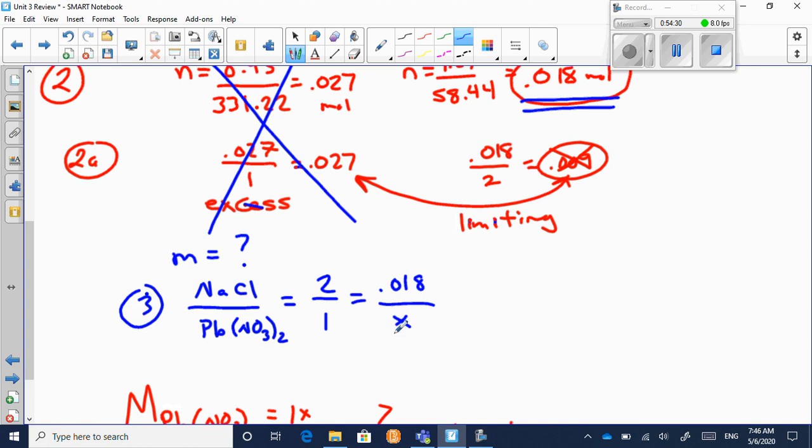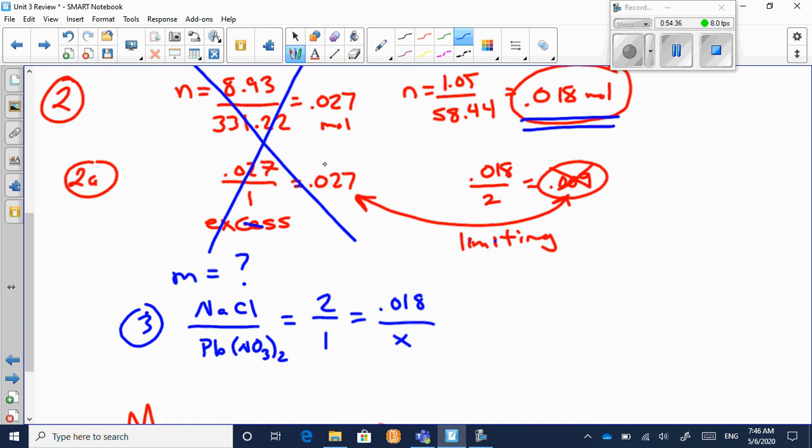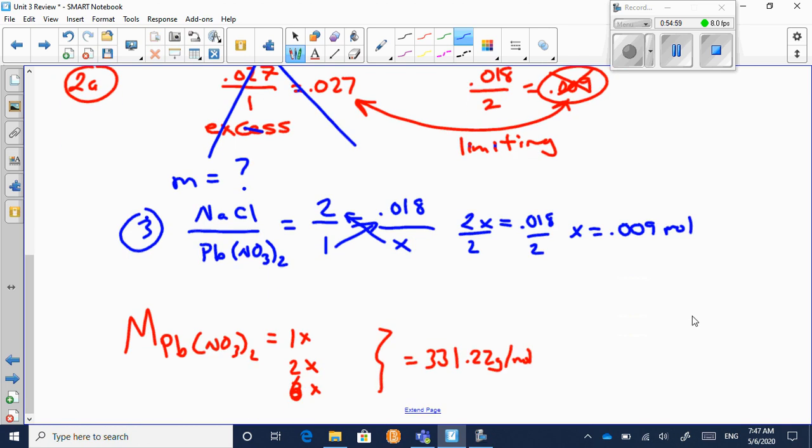Now you may say to me, well, Mr. Webster, you know how many moles you have. You have 0.027, but you don't, because now I want to assume that I didn't know how much I had, and I want to know how much was used. So here we go, we're going to cross multiply, and you get 2x is equal to 0.018, and then I have to divide by 2 to get rid of that, so you get 0.009 moles. So that's how much of the lead nitrate.